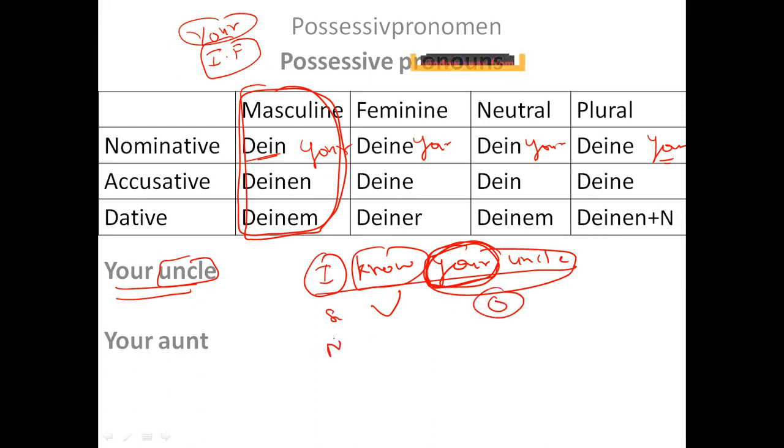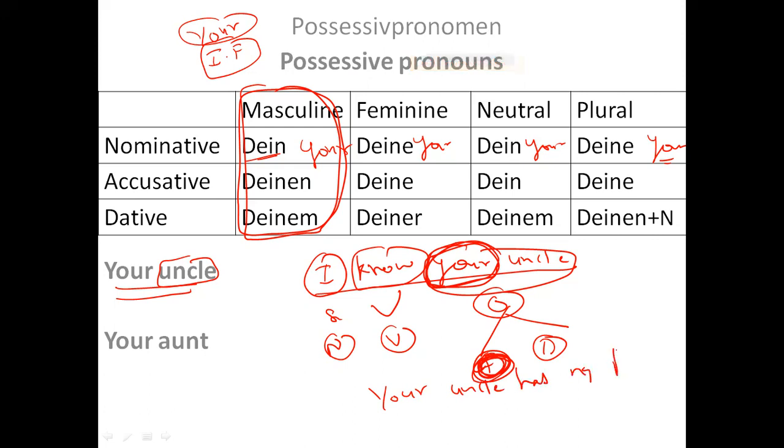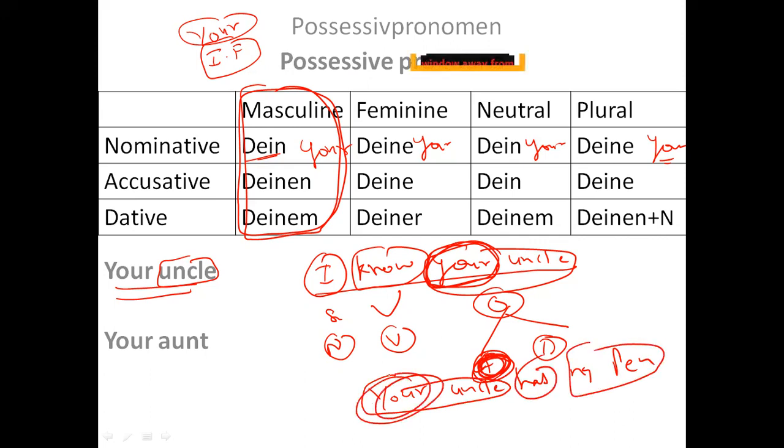So that means this is nominative, this is verb, this can be accusative, or this can be dative. Now we need to check whether this is a direct object or indirect object. Since here it is a direct object, I have to use this accusative. Now your uncle, that depends. If I say your uncle has my pen, so your uncle, this is subject, this is verb, and this is an object. So I need to see which the possessive pronoun, whether it is taking a subject position, or it is taking a position of an object.